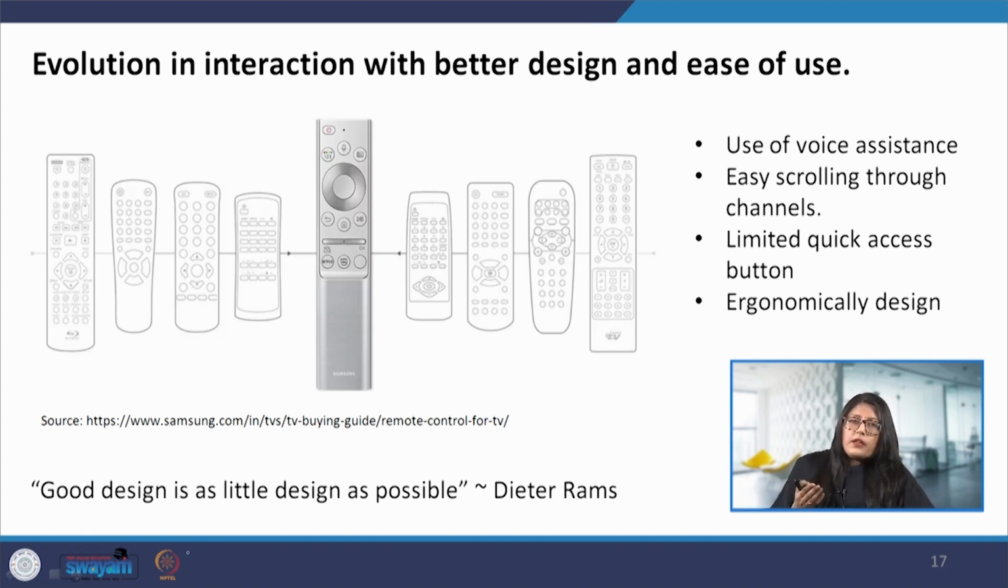In the beginning, earlier, probably there were no remotes when we had black and white TVs. I am giving the example of TV, but it is applicable to other devices as well. We had to physically operate the TV, but then came remotes with wires, which were a little bit more cumbersome, and then we had IR, infrared technology, with the help of which we could operate the remote from a distance.